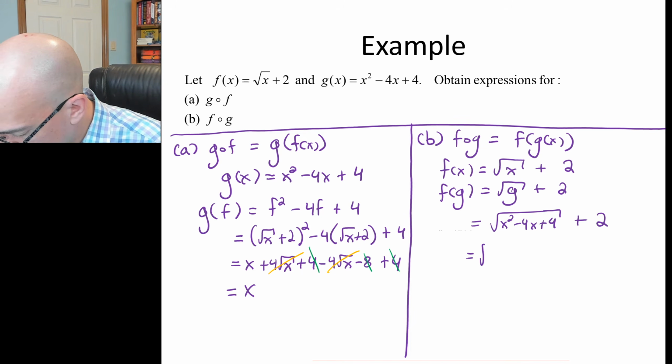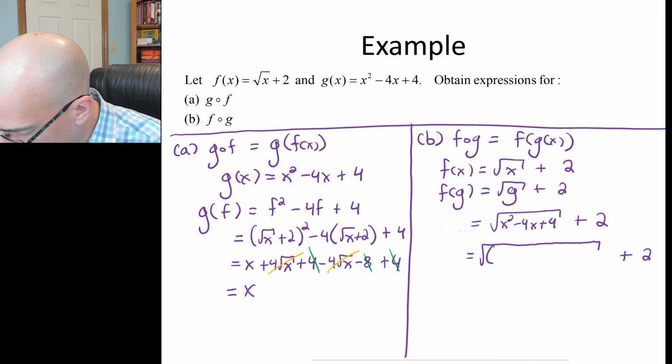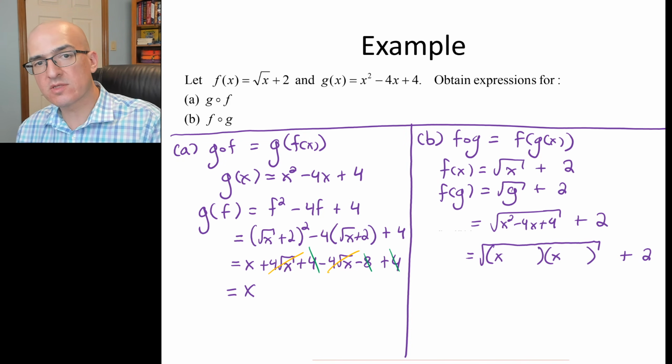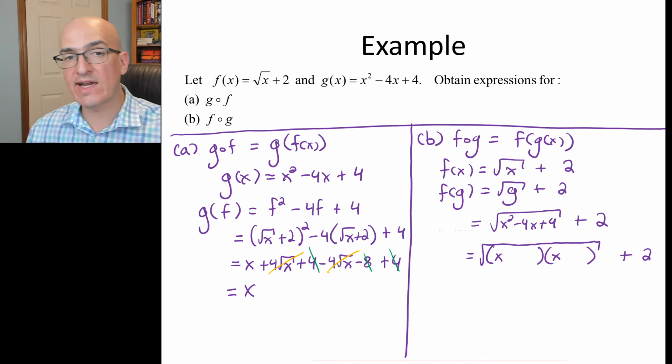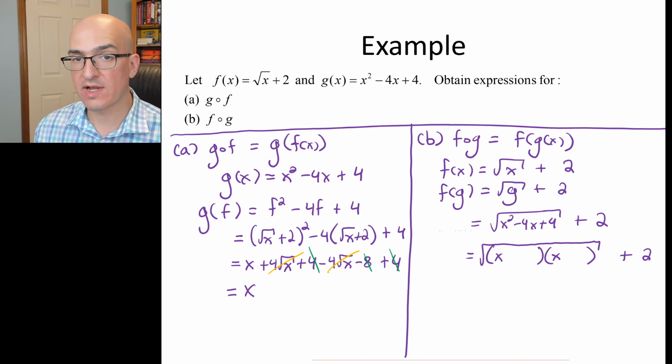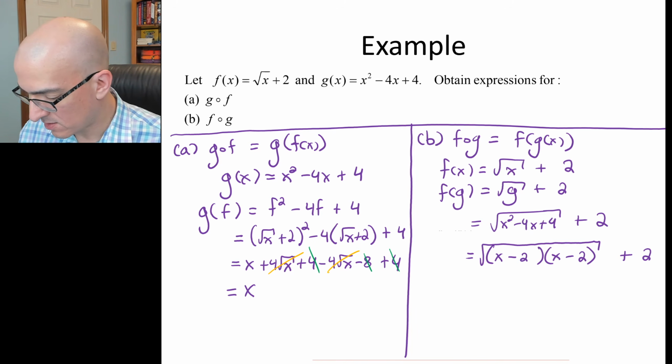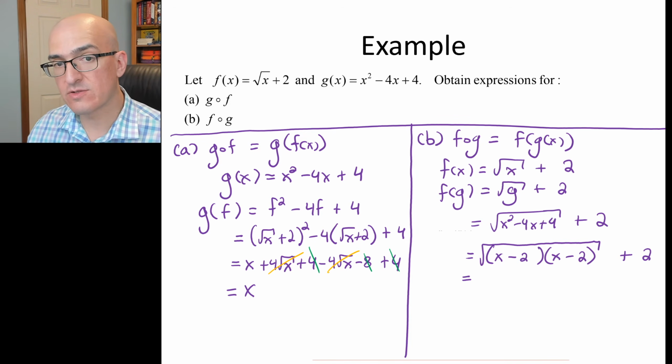So I'll put 2 brackets in here, leading each bracket with an x. I'll use the product and sum method. I want two numbers that multiply together to give me positive 4 and add together to give me negative 4. And the answer is going to be negative 2 and negative 2. So I have x minus 2 times x minus 2, which is x minus 2 squared.